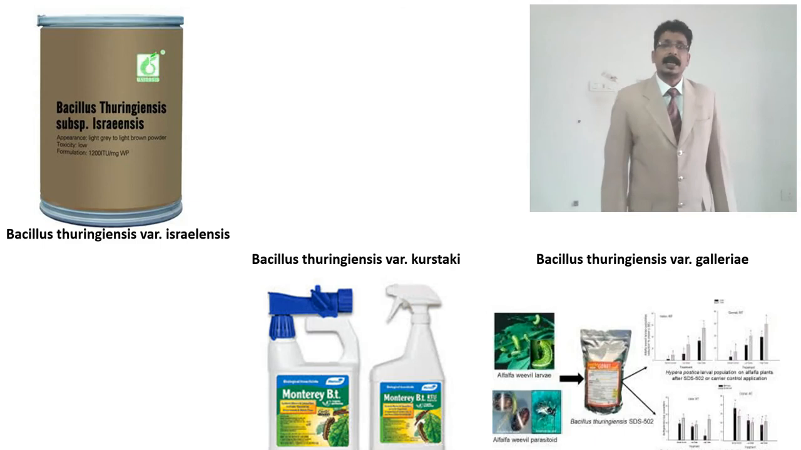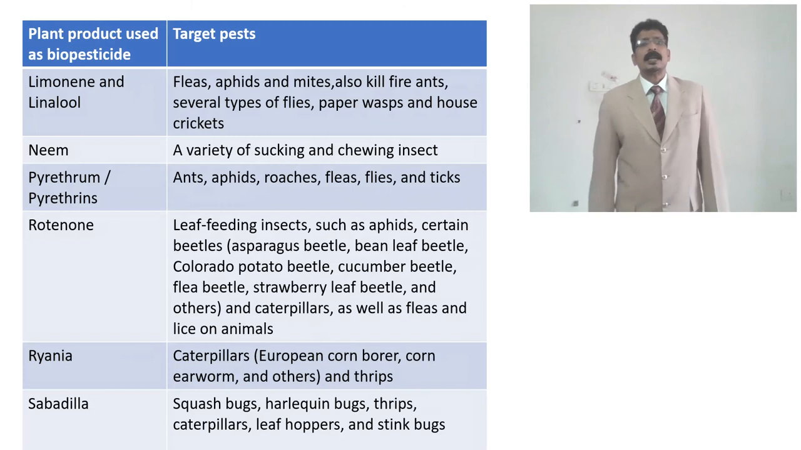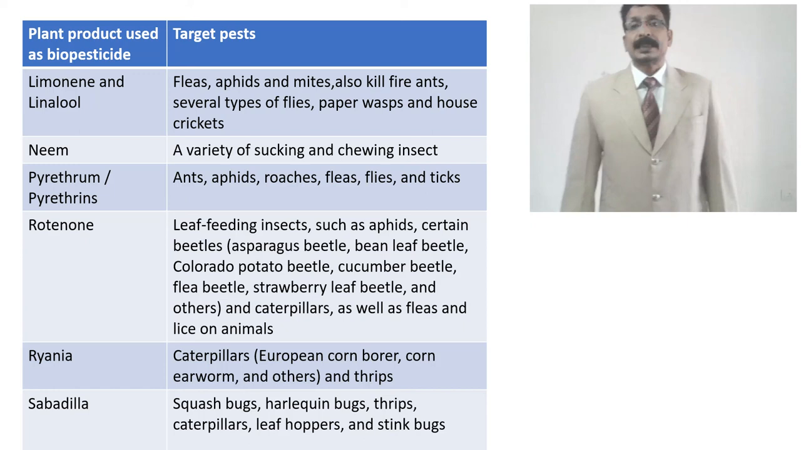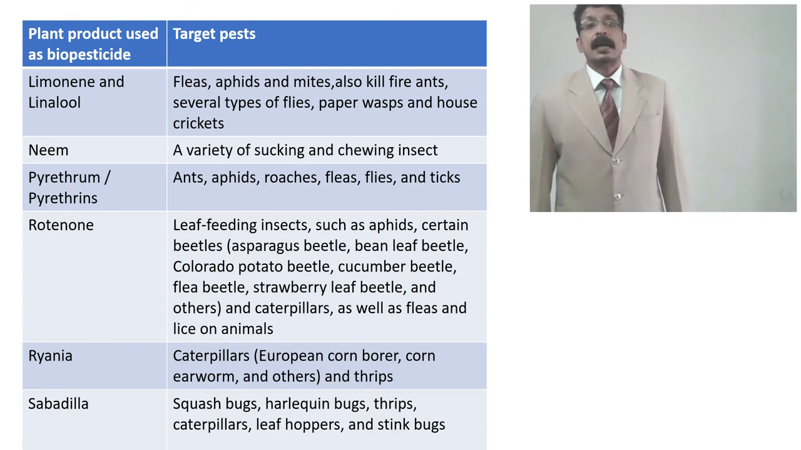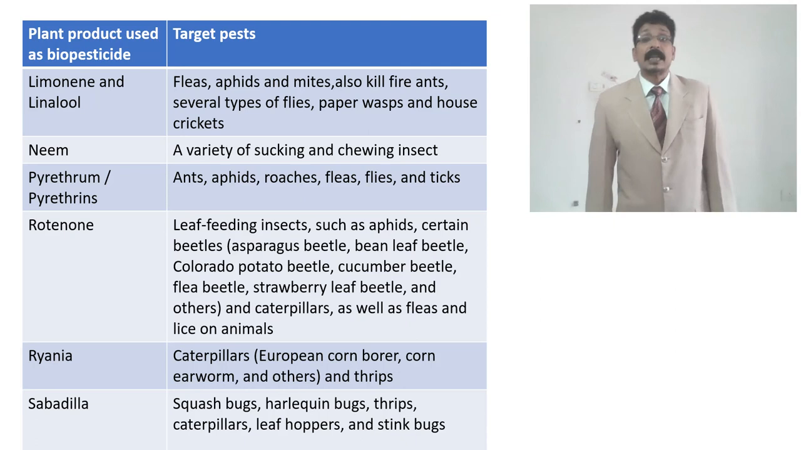And you can see there are some listed out. I have made some plants, like you can see plant constituents like limonene and linalool. This is very much present in all citrus fruits like lemon, oranges and orange peel, and everywhere. They can also be used for this purpose, as the target pests include fleas, aphids and mites; it also kills fire ants and several types of flies, paper wasps and house crickets.